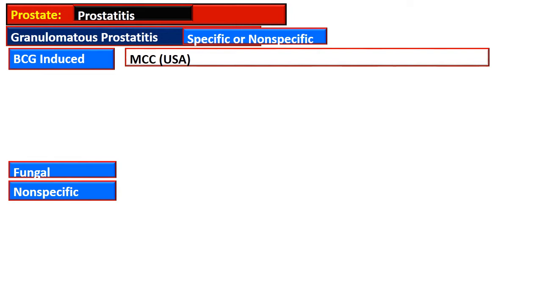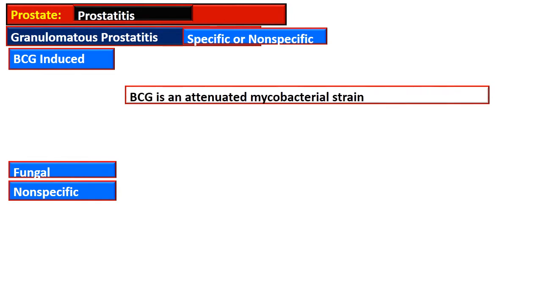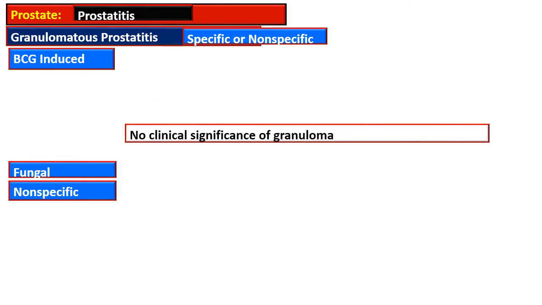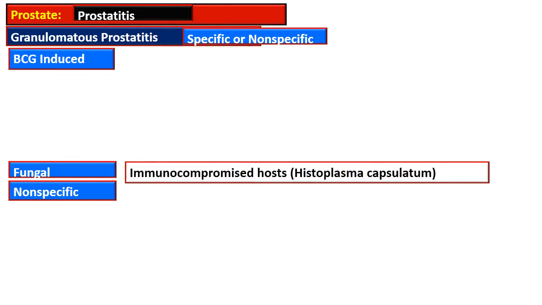BCG induced is the most common cause of granulomatous prostatitis in the USA, and it is due to treatment of superficial bladder cancer. BCG is an attenuated mycobacterial strain, and it will result in histology the same as in systemic tuberculosis, that is the presence of a caseating granuloma with Langhans type giant cells, and there is no clinical significance of this granuloma and it requires no treatment.